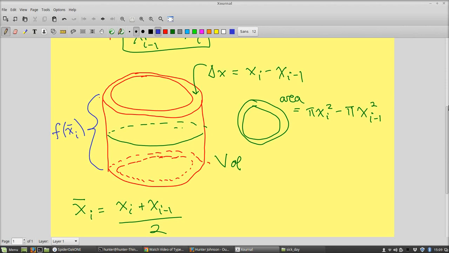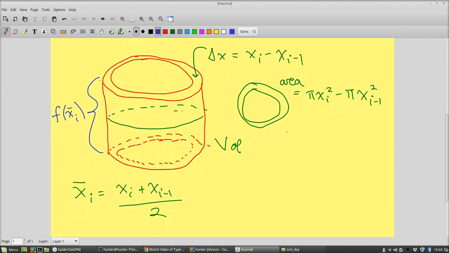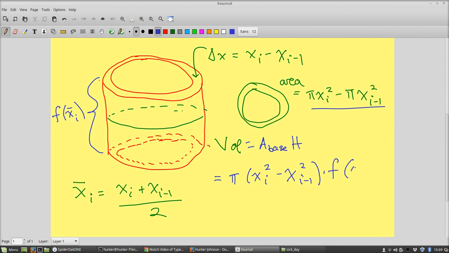Okay, and so now we'll use the formula for the volume of a cylinder, which is the area of the base times the height. And so what is that? The area of the base we just computed. It's pi times xi squared minus xi minus 1 squared. And times this, we multiply the height, which is f of xi bar.